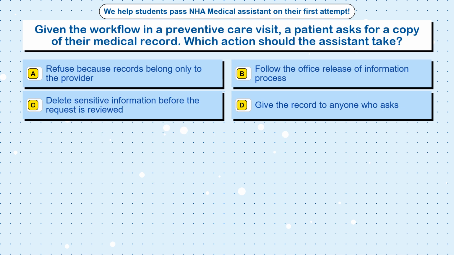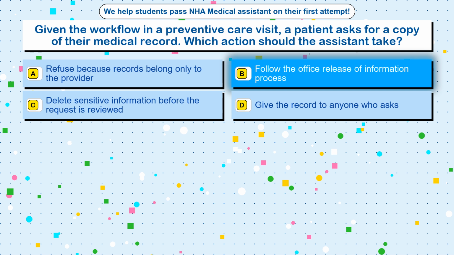Question 68. Given the workflow in a preventive care visit, a patient asks for a copy of their medical record. Which action should the assistant take? Option A, refuse because records belong only to the provider. Option B, follow the office release of information process. Option C, delete sensitive information before the request is reviewed. Option D, give the record to anyone who asks.